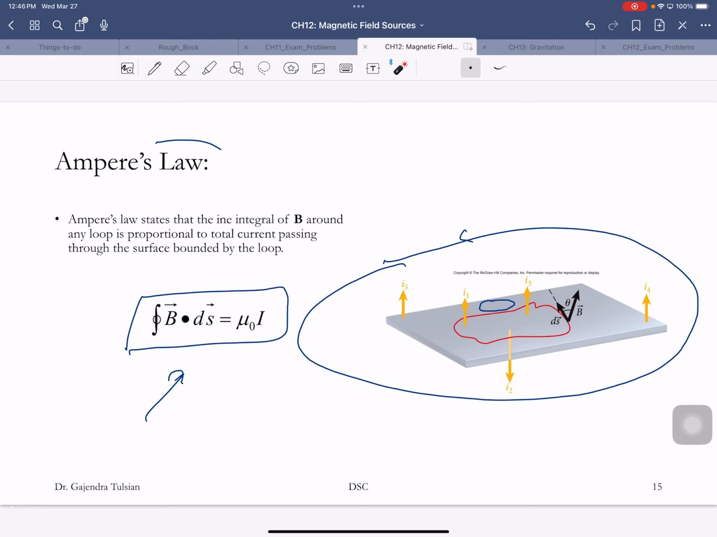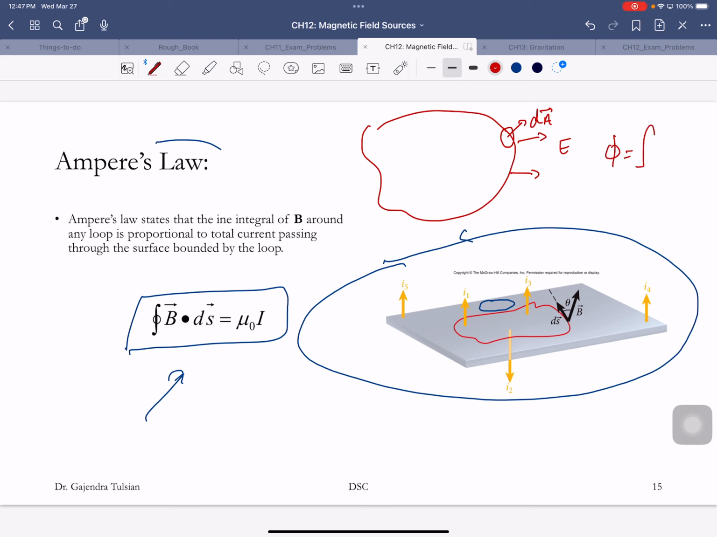Okay, what Ampere's law is the following. If you go back to one of the first chapters on electrostatics, you had a surface like this. This was the electric field, and there was the area element, dA. Gauss's law said the flux for an enclosed surface is the integral of E dA. So this was a surface integral, and that circle denoted it was a closed surface.